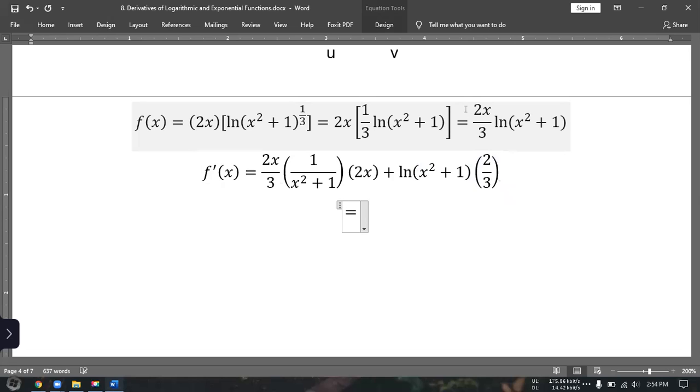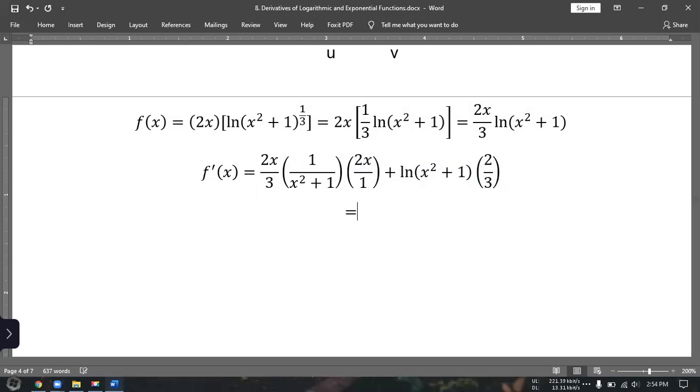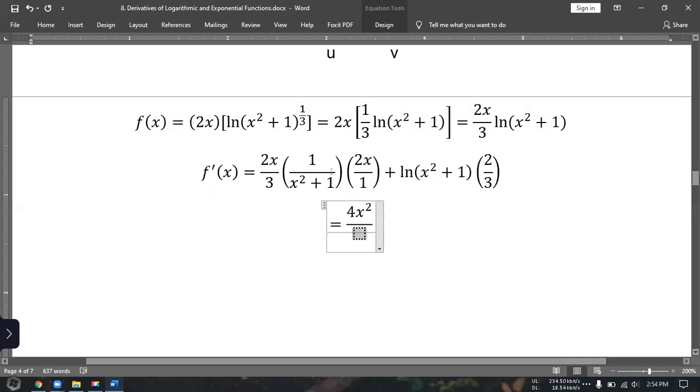We have now 2x here. We have an imaginary over 1 here, right? So direct multiplication, 2x times 1 times 2x is 4x squared over. We have here 3 times x squared is 3x squared, 3 times 1 is 3. Okay, this is our first term.